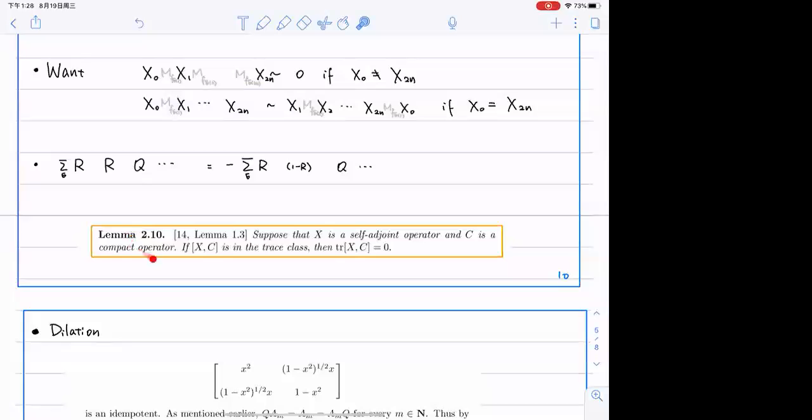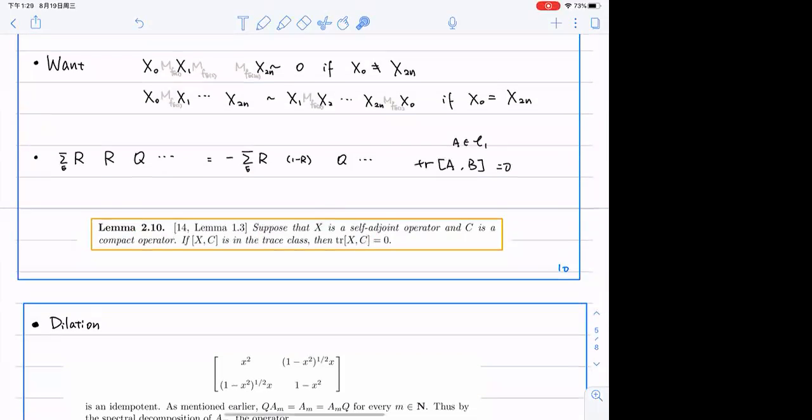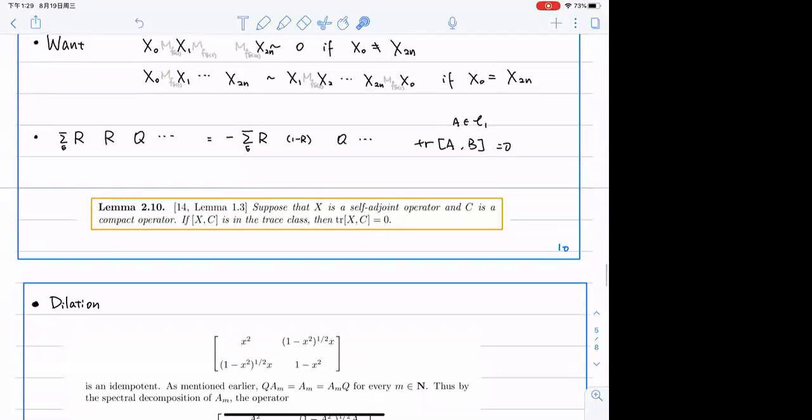And this is an important lemma that appears in Helton-Howe's paper, which is an improved result. In classic theory, if A is in trace class and B is an arbitrary operator, the commutator would have 0 trace. This is an improved version: if you have a self-adjoint operator and another one is a compact operator, and you know the commutator is in trace class, then the trace is 0. This has been well researched.